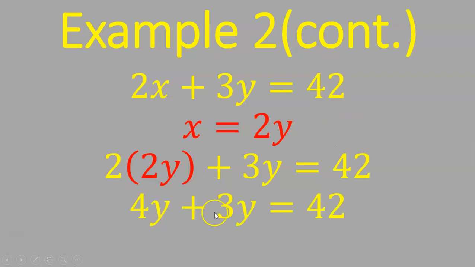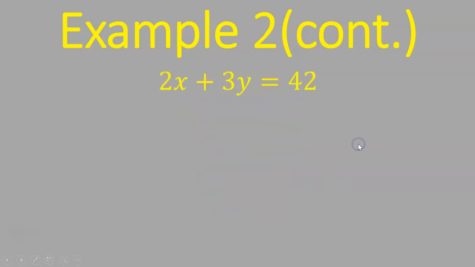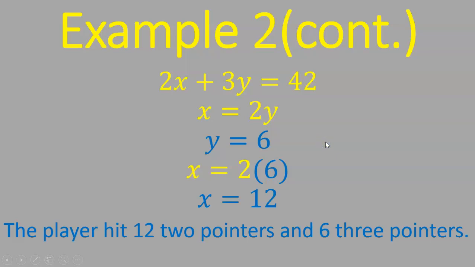So 2 times 2y is 4y. 4y plus 3y is 7y. Now I'm going to divide by 7. So y is 6. That's the number of 3-pointers he hit. Now just go back into the bottom equation, which would be better here. We just figured out y is 6, so just put 6 in there. So X is 12. So the player hit 12 2-pointers and 6 3-pointers. And again, you could always just use trial and error, but if you're crunched for time, this systematic method is nice to know.